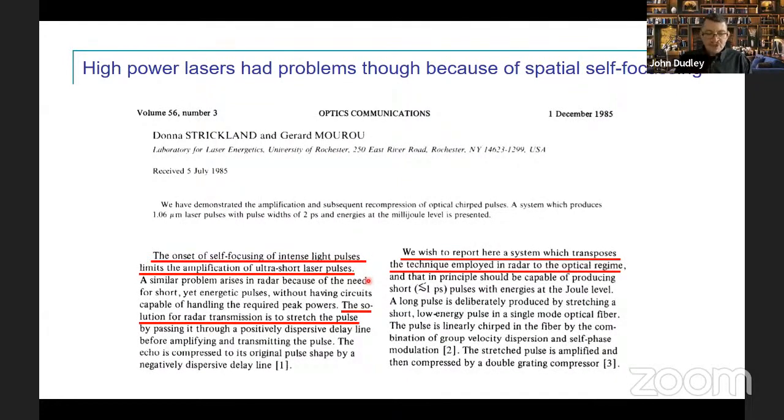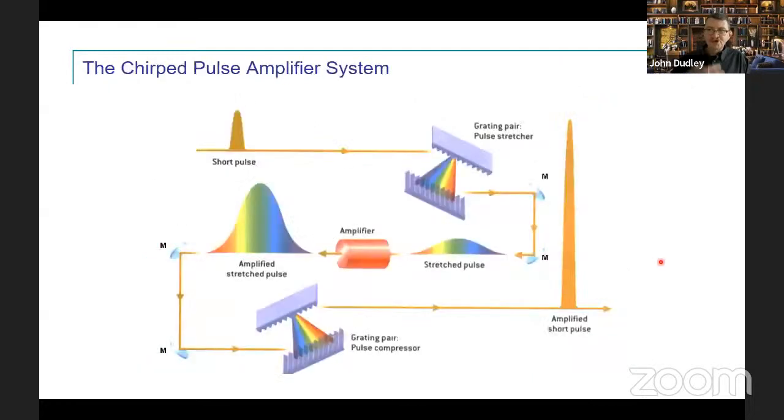So the very phenomenon seen in 1965 that led to the ideas of filamentation and spatial solitons was damaging the development of and impeding the development of high power lasers. And so this is where Gerard Mourou and Donna Strickland at Rochester had the idea of taking a solution from the military and civil applications of radar, which avoided the electronic blow-up of amplifying radar signals, by stretching the pulse through the introduction of a frequency chirp to keep the energy the same but reducing the peak power, then amplifying it, and then recompressing it to get that very high power that you want to achieve.